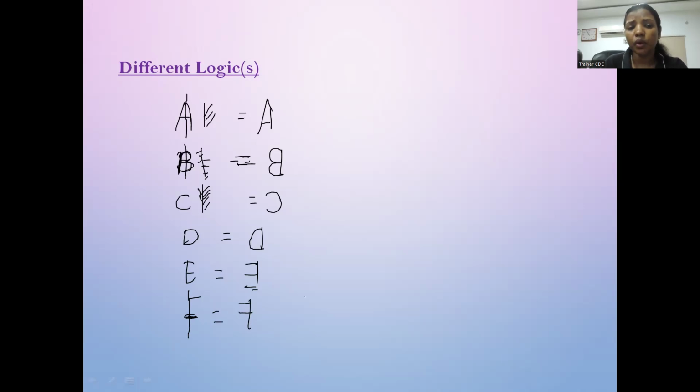Understood? Okay. Can we see some more letters? Now let's see G. So how will G look? G will look something like this, right? Yes. Now H. Will H look the same or different? It will look the same as it is. Okay. Now this is how mirror image problems work.